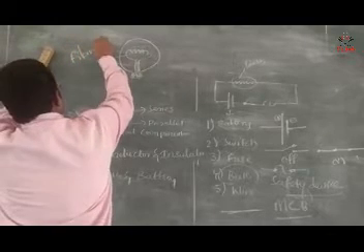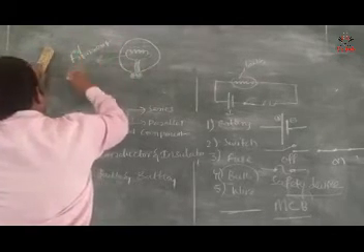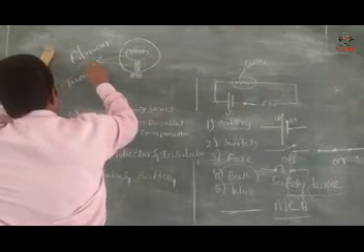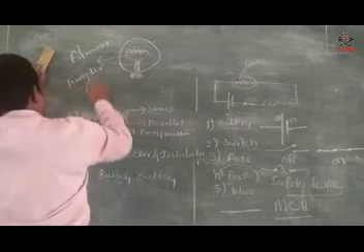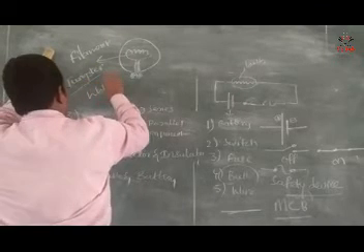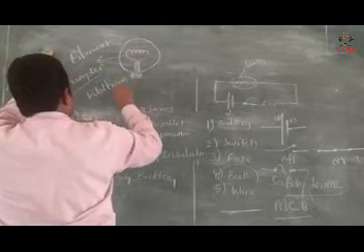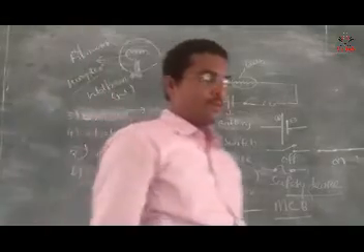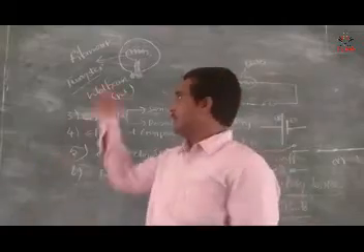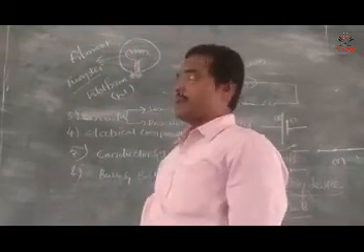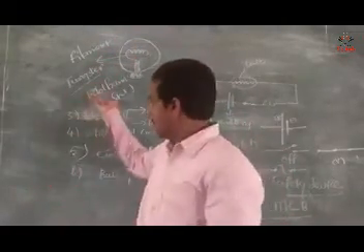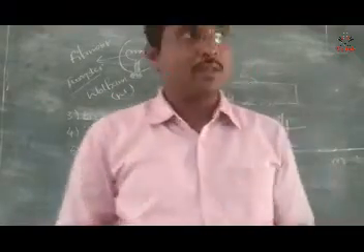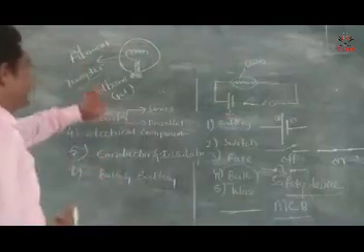This contains a filament. This filament is made up of tungsten. The Latin name of tungsten is wolfram. The symbol is W. So the filament is made up of tungsten. This tungsten's Latin name is wolfram. That's why the symbol of tungsten is represented with W here.